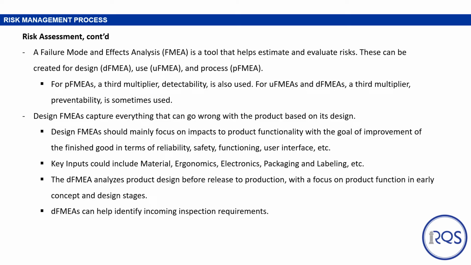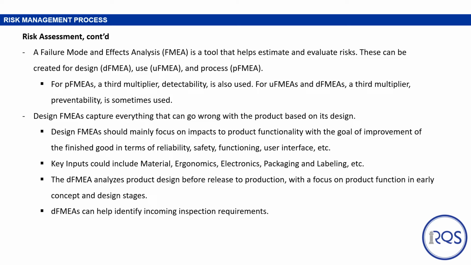A Failure Mode and Effects Analysis, or FMEA, is a tool that helps estimate and evaluate risks. These can be created for design, or DFMEA, use, or UFMEA, and process, or PFMEA. For PFMEAs, a threat multiplier, detectability, may also be used in addition to the severity and occurrence that we already discussed. For UFMEAs and DFMEAs, a threat multiplier, preventability, is sometimes used.